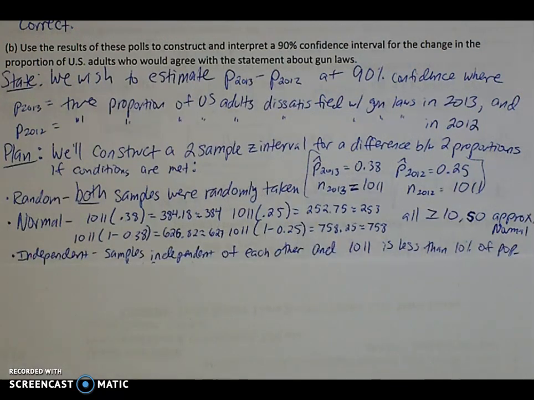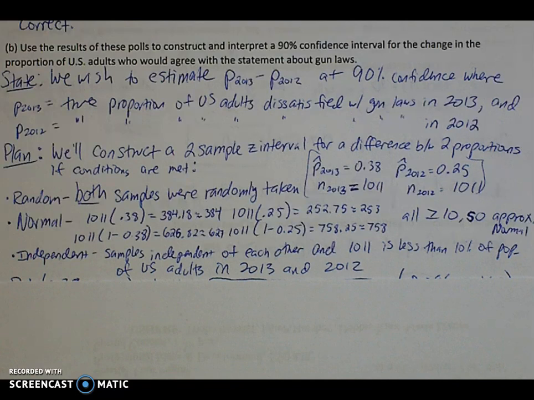Our last one is independent. So samples are independent of each other, and we have to say about the 10% condition for each population. So 1,011 is less than 10% of the population of U.S. adults, in both 2013 and in 2012. We have to mention both populations. So even though it's the same U.S. population, it's different years, so the population has changed. And it's definitely safe to say that 1,011 is less than 10% of the population in both of those years.